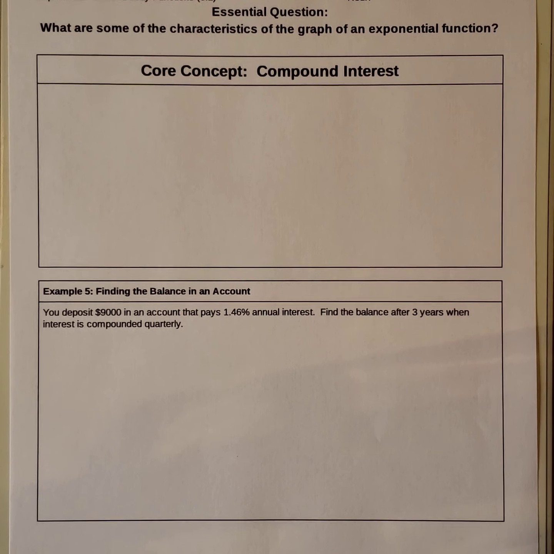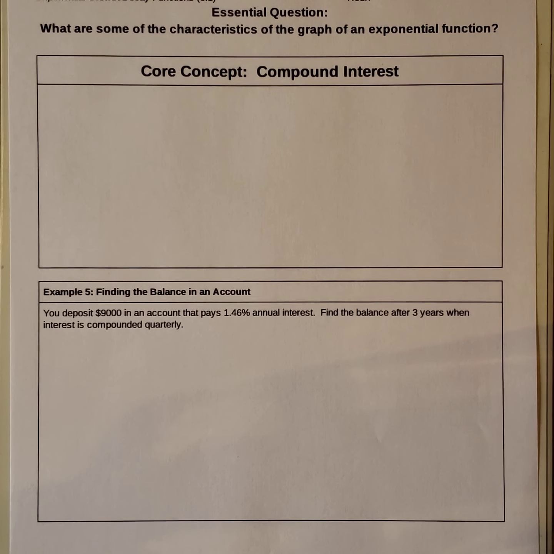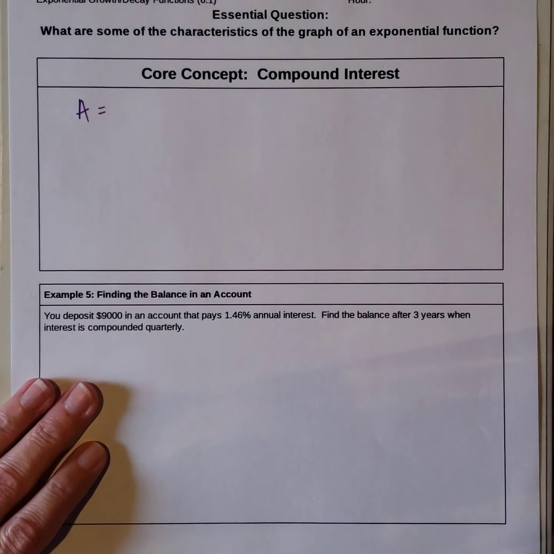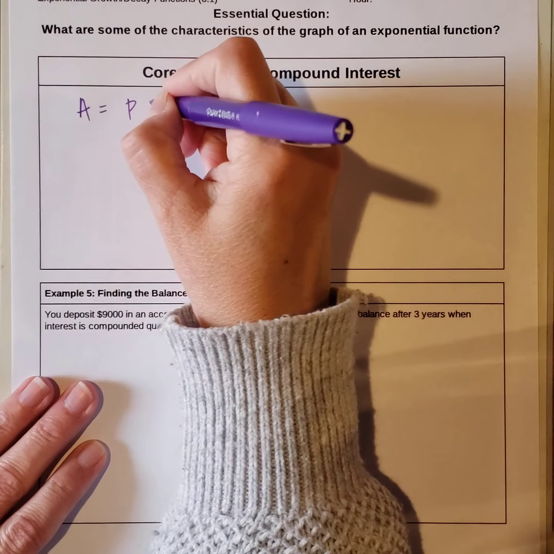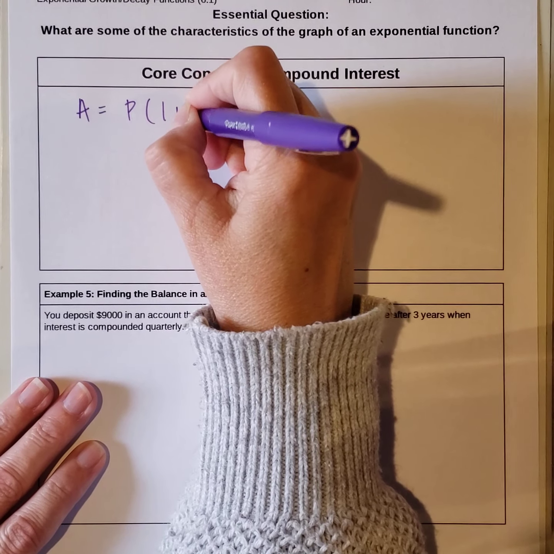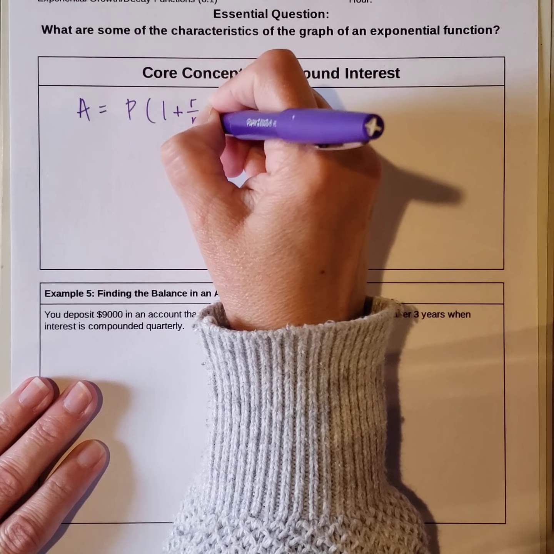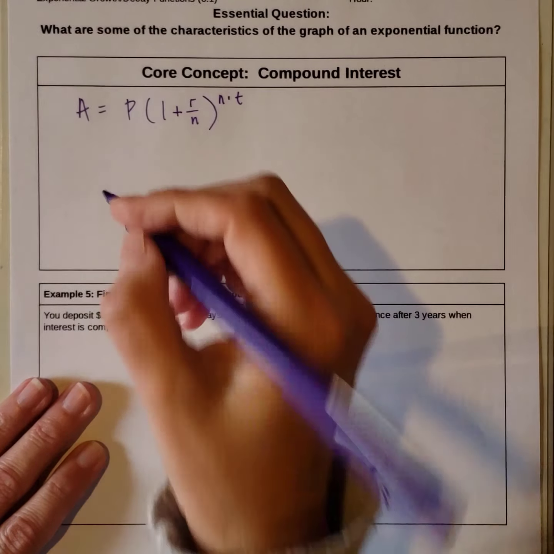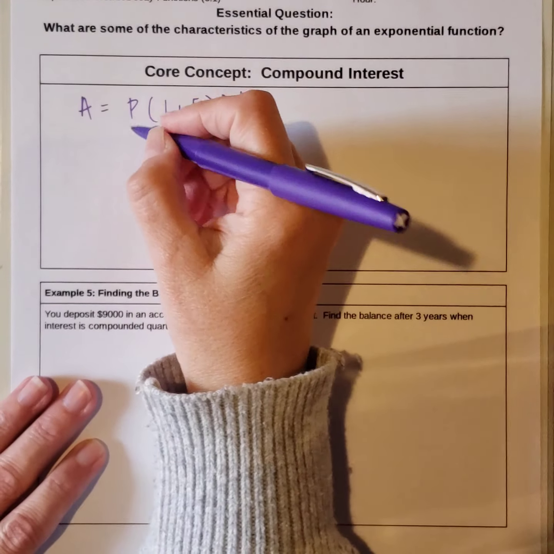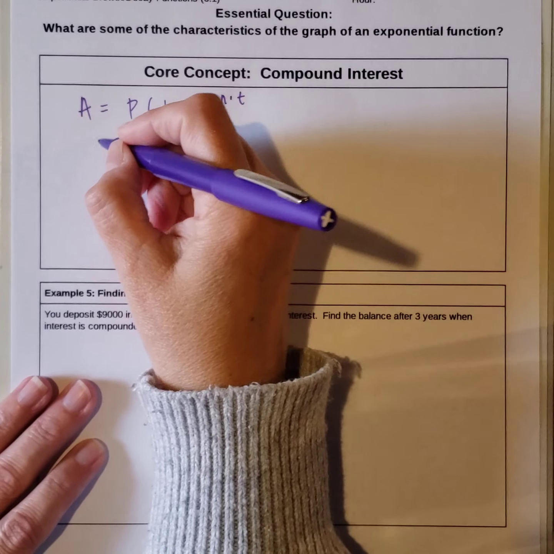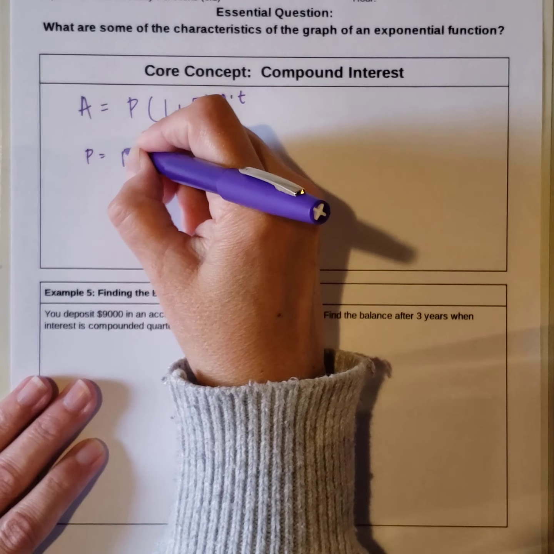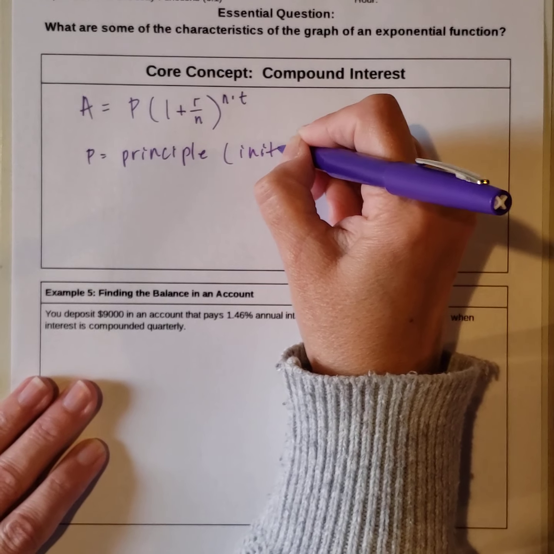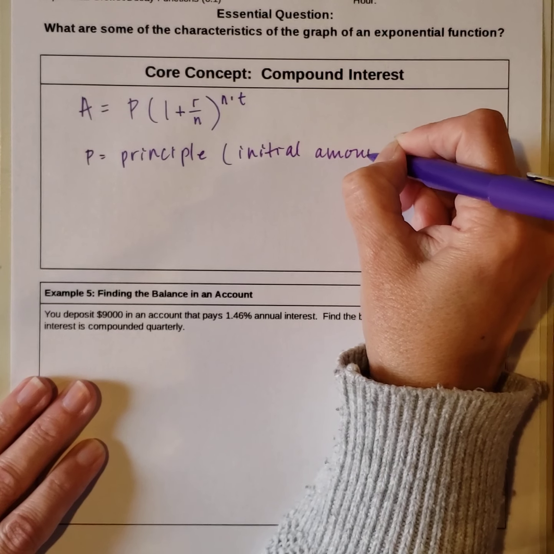So the formula that is used, and there are a couple different formulas that will be used, but for this example, our formula is A equals P times 1 plus R over N, raised to the N times T. Now what do all these letters mean? A is your amount, P is your principal, or your initial amount, so what you're starting with.